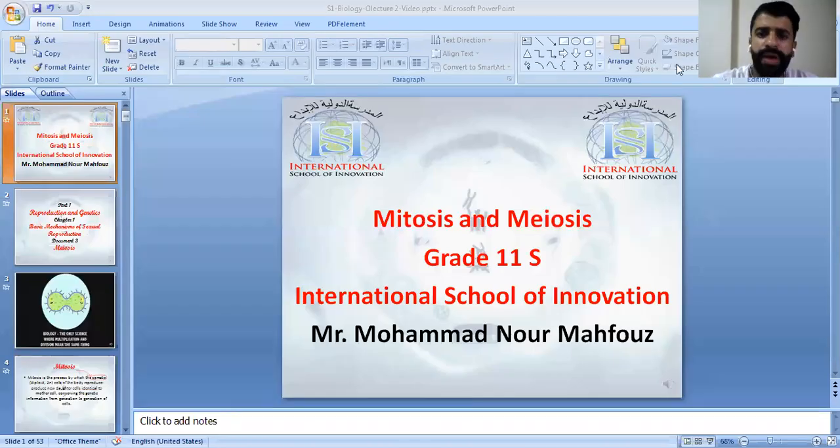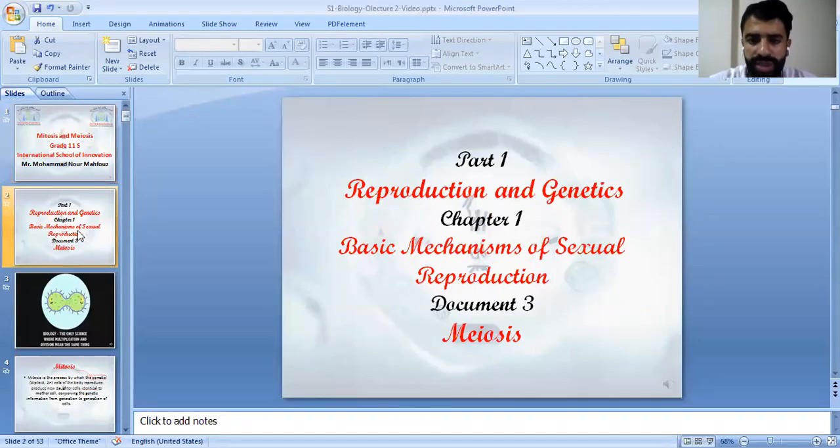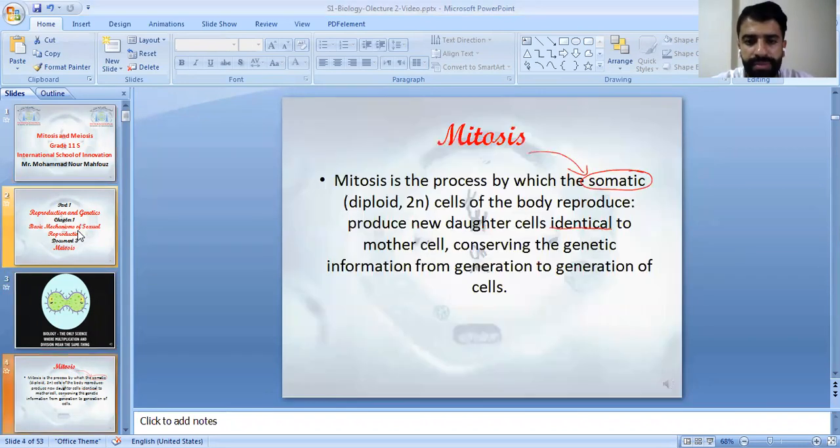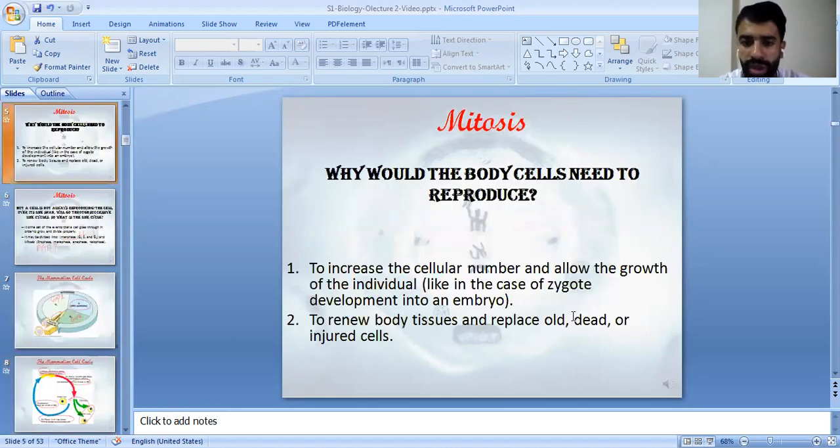So this session is talking about mitosis and meiosis, which is about the basic mechanism of sexual reproduction. Biology is the only science where multiplication and division have the same meaning. They mean an increased number. So mitosis is the process by which somatic cells undergo division and reproduce new daughter cells. These daughter cells are identical to the mother cell. They have the same genetic information and conserve the genetic information from one generation to another.